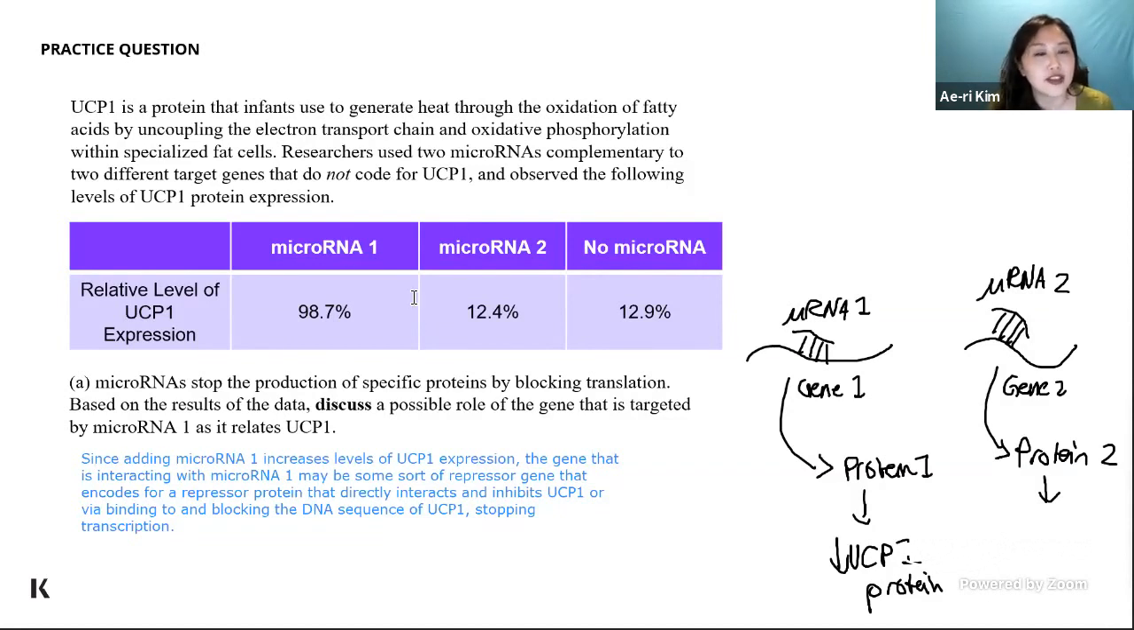So maybe we'll back up and take a look at the data, okay? It says, when I have microRNA 1 there, it blocks gene 1, and then all of a sudden, I see a huge increase in UCP1 expression. And for microRNA 2, if I block gene 2, I have low levels of UCP1 expression. And how do I know microRNA 2 does not do anything? How do I know that? What is the data telling us? How do I know?